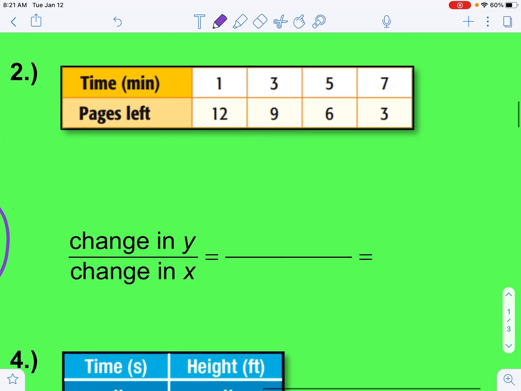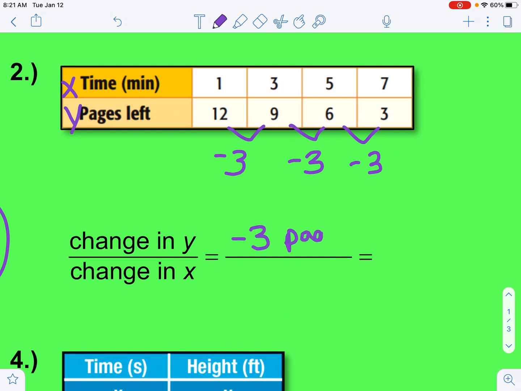This time we're talking about time and the number of pages left. They must be reading a book. Our x is the top one, our y is the bottom one. So let's start with our change in y. We're going from 12 to 9. This time, that number is getting smaller, and we're subtracting 3. Let's make sure: 9 to 6, we're also subtracting 3, and 6 to 3, we're also subtracting 3. So our change in y is -3, and we're talking about pages.